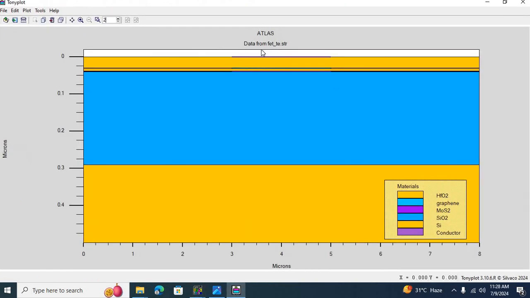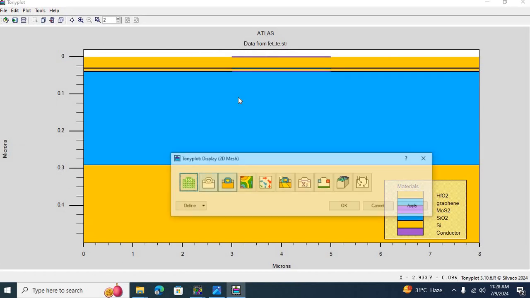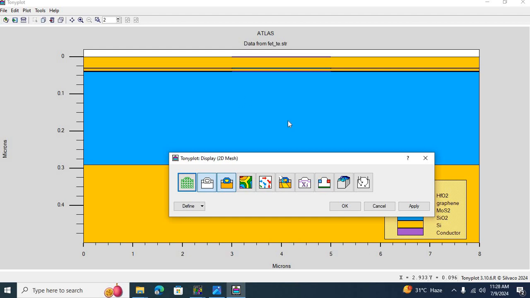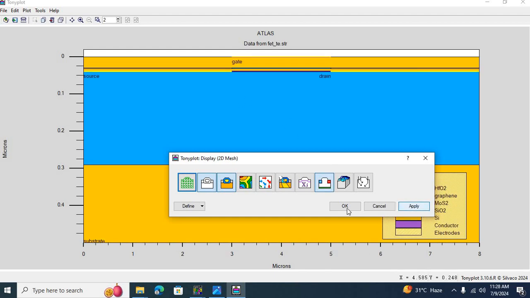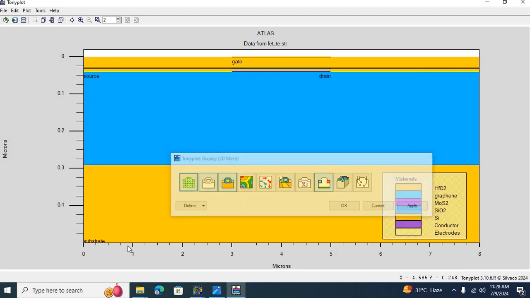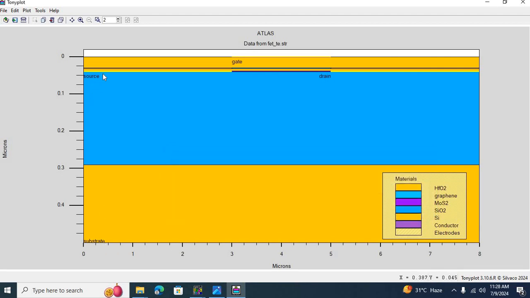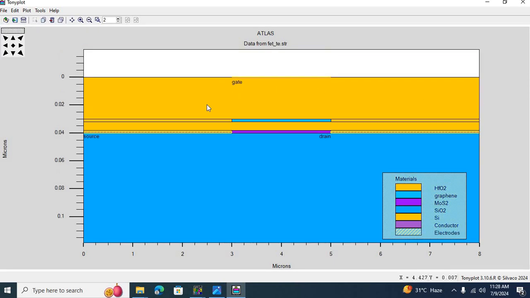Here is the structure under thermal equilibrium. We can right click on the structure, click display, and then click on this icon to display the electrodes for the transistor. So here is our substrate, here is my source contact, the drain contact, and the gate. And this is our region of interest, so I'm going to focus on that region.